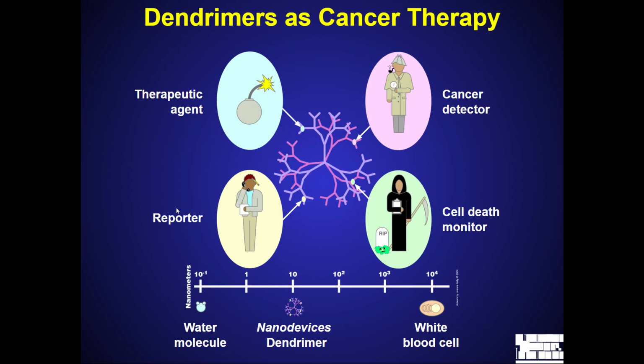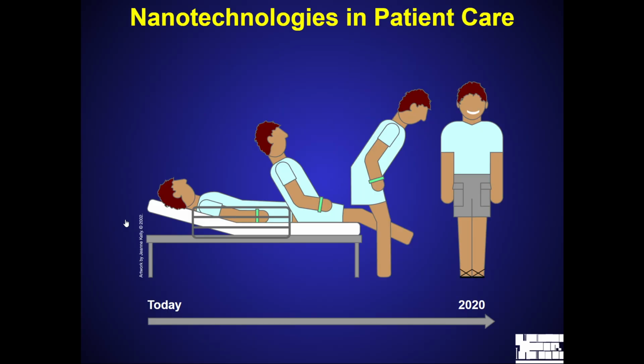Now, a single dendrimer can carry every type of molecule. As you can see on the screen, it could carry a detector of cancer, a reporter of cancer, a treatment for cancer, and something that tells us whether or not the cell is dead.